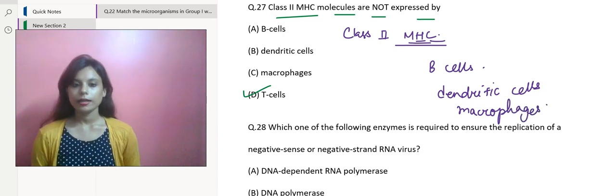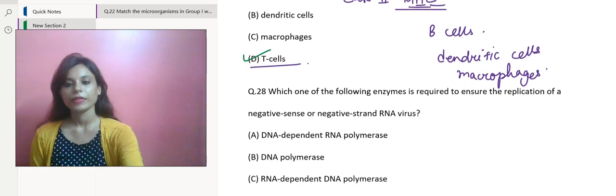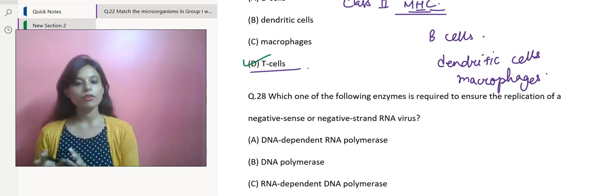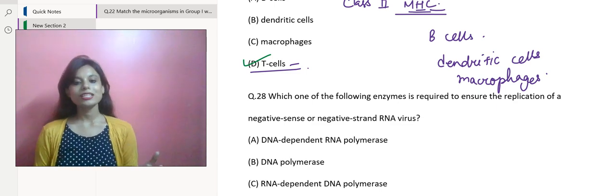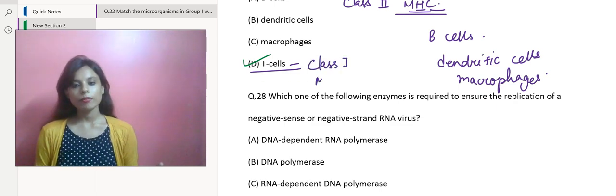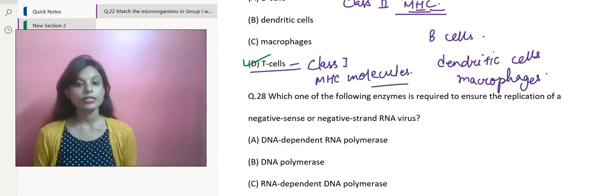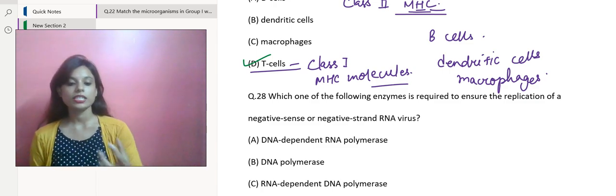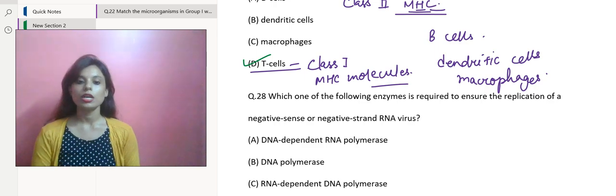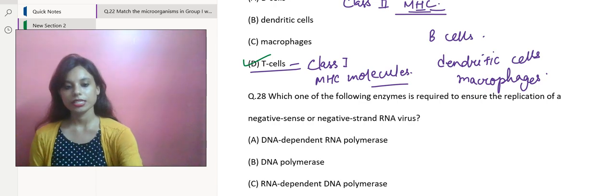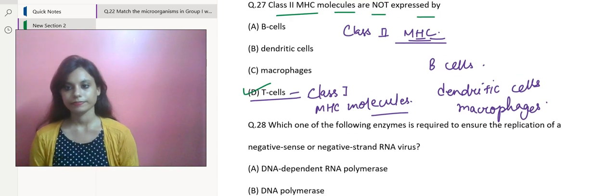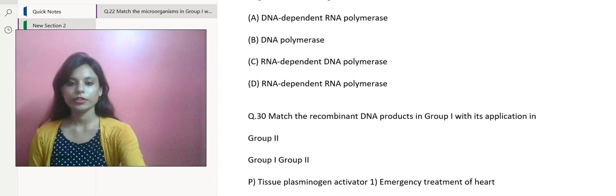Okay. Now, option D is the correct answer because the T cells do not express the class 2 MHC molecules. Okay. Instead, the T cells, what do they express? They express the class 1 MHC molecules. Okay. And what do class 1 MHC molecules present? They present the peptides which are derived from the intracellular pathogens to CD8 plus cytotoxic T cells. Okay, so that was our discussion with this question.